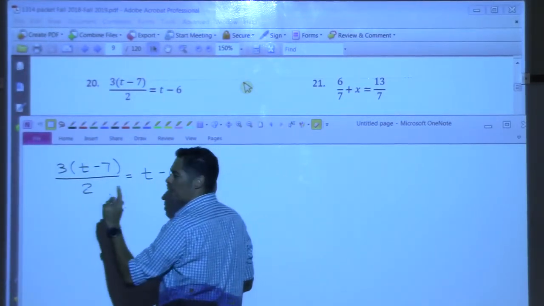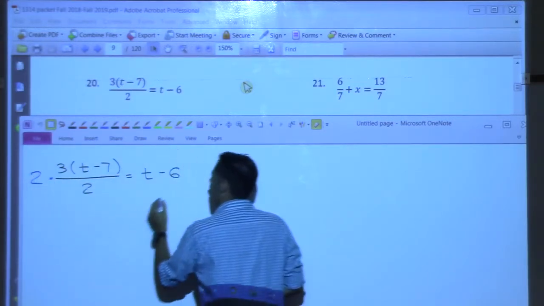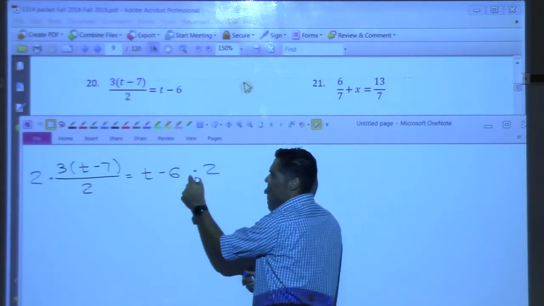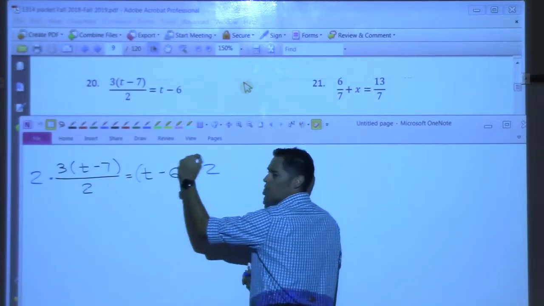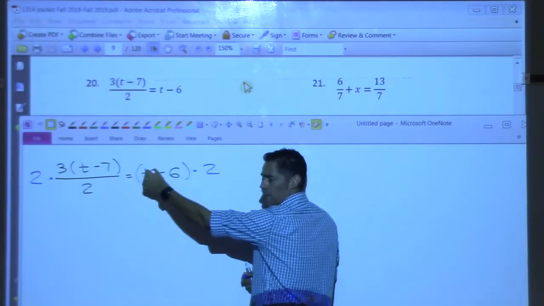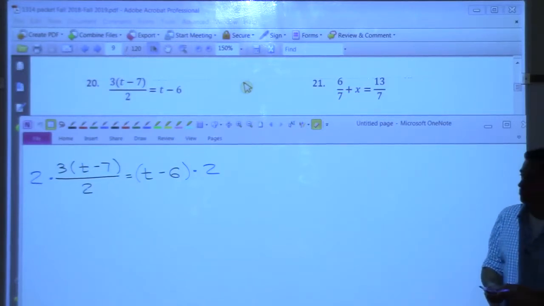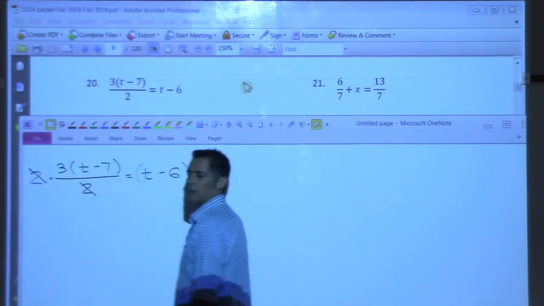So right now I'm clearing fractions. Multiplying by 2 here and multiplying this side by 2 also, right? But when I multiply this side by 2, because I have 2 terms here, I need to put that in parentheses so that my 2 will pass through to each term. Now what happens to the 2's on the left? They cancel. That was the whole point, right? The whole point was to make this and this go away.